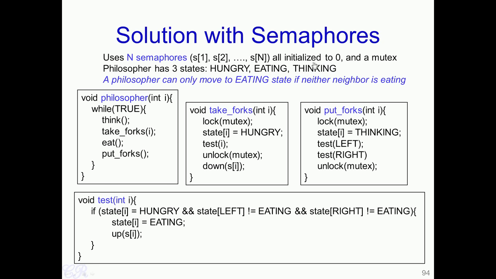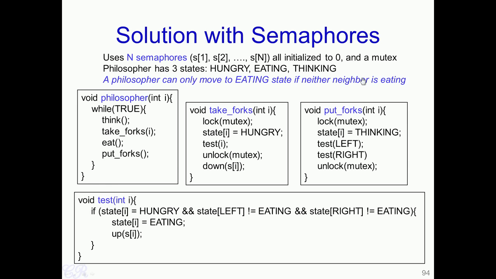For instance, when the philosopher is thinking, the state will be thinking. Then the philosopher becomes hungry, so it goes to the hungry state, then eating, and then back to thinking, and this process continues till eternity. So, the general solution that we will be seeing here is that a philosopher can only move to the eating state if neither neighbor is eating. That is, a philosopher can eat only if its left neighbor as well as its right neighbor is not eating.